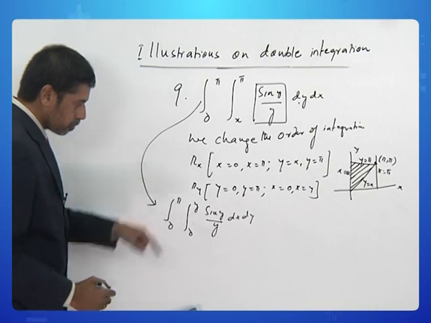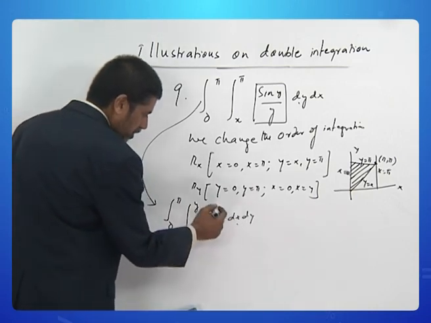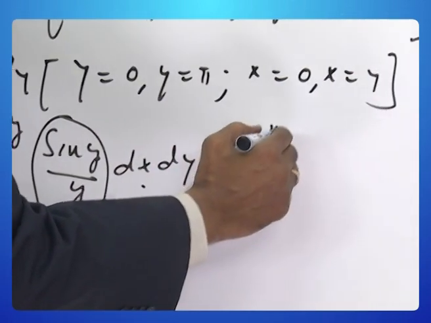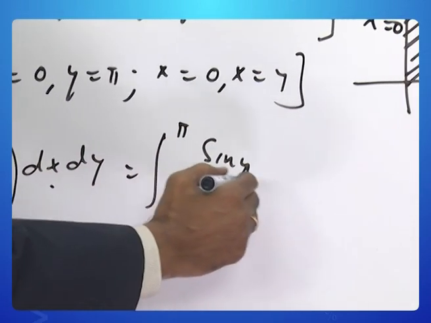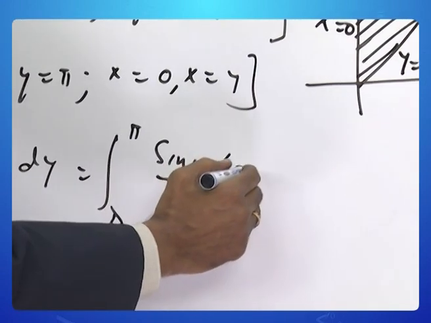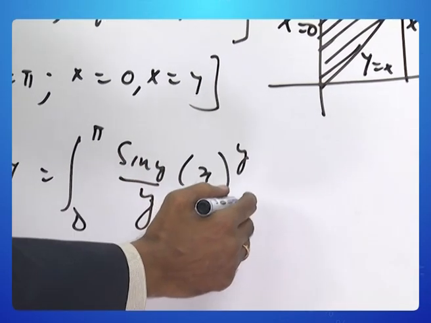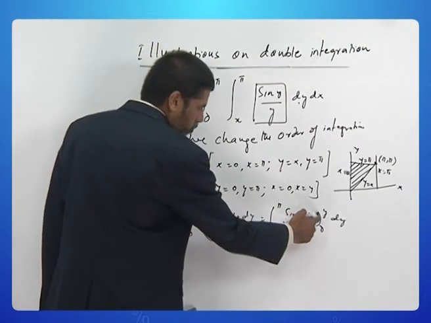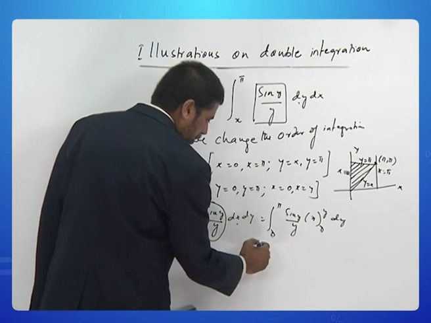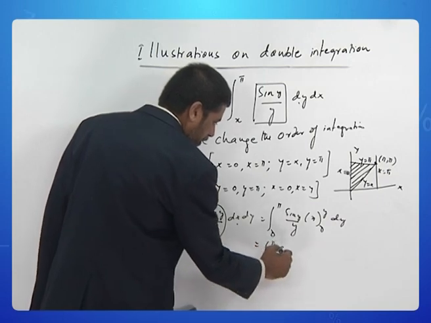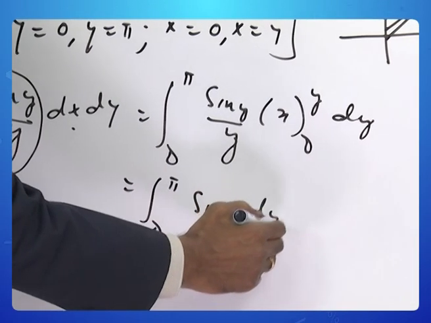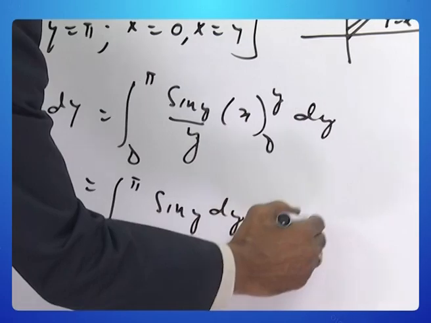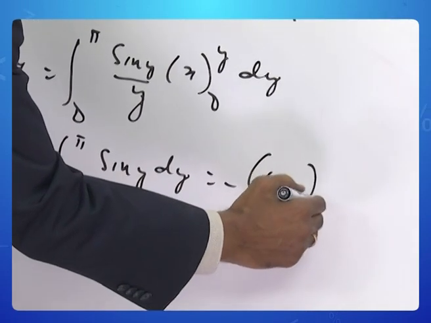Now this integration is possible because with respect to x, this is a constant. So we will have 0 to pi sin y by y into x from 0 to y dy. So when this becomes y, these two will get cancelled and we will have integral 0 to pi sin y dy. The integration of sin y is minus cos y from 0 to pi.